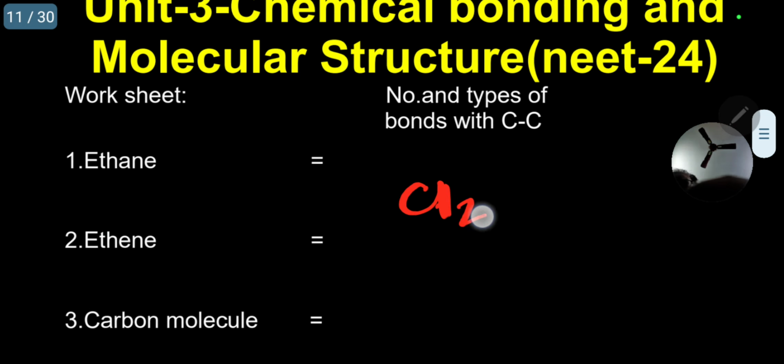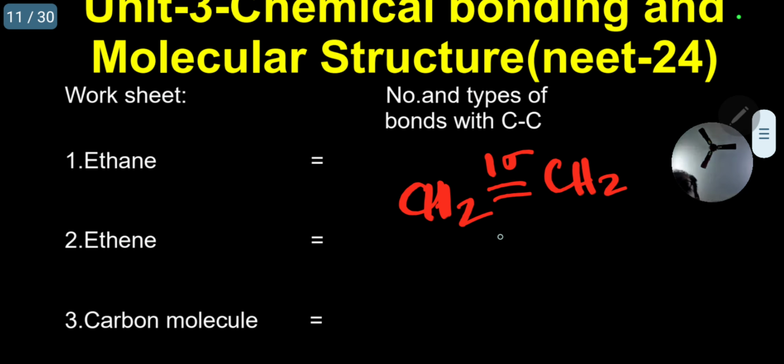CH2 double bond CH2. So here one sigma and one pi. There are two bonds there: one sigma and one pi. In ethene, one sigma and one pi. This is as per the valence bond, the hybridization concept. We can define valence bond orbital theory also, we can identify.